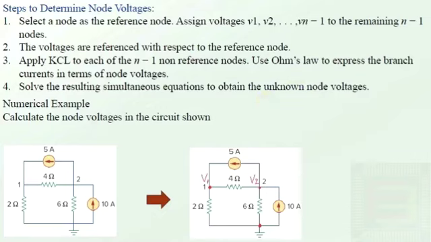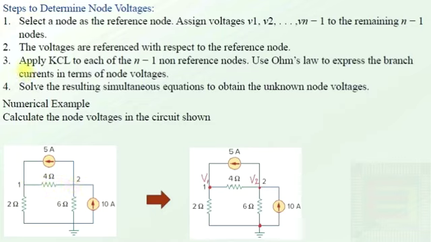In a nutshell, these are the steps to determine the node voltages. First is to select a node as the reference node. For example, here the node selected is this one, which is considered as the reference node. And assign voltages V1, V2 up to Vn-1 to the remaining n-1 nodes in the network. The second step is that the voltages are referenced with respect to the reference node. Based on that only, we are calculating the current from point 1 to point 2 as V1 minus V2 divided by the resistor in between the points.